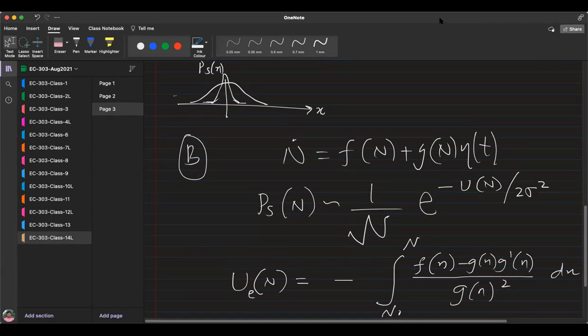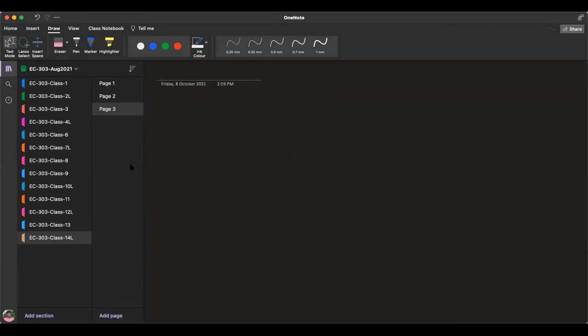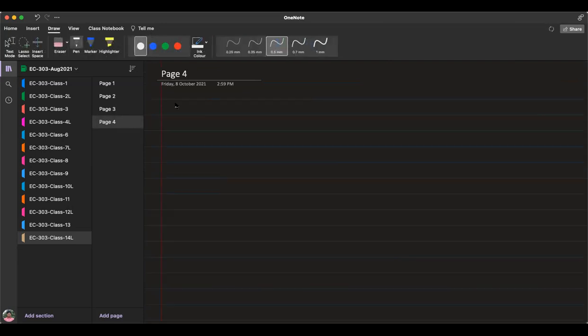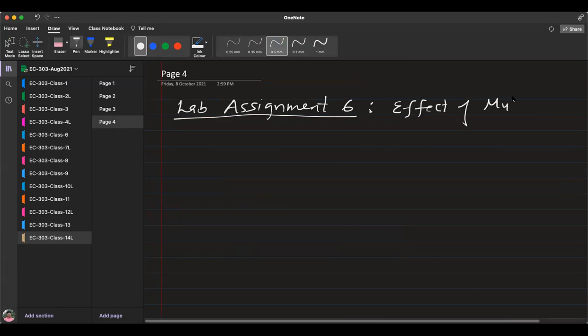So what we'll do now is do some examples. That's the work for today, but I will restrict us to a large extent to numerical examples. So the lab work for today is as follows. Lab assignment 6, if I'm right. The goal of the lab assignment is to understand the effect of multiplicative noise.